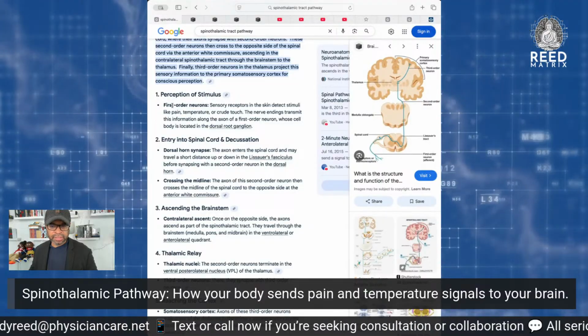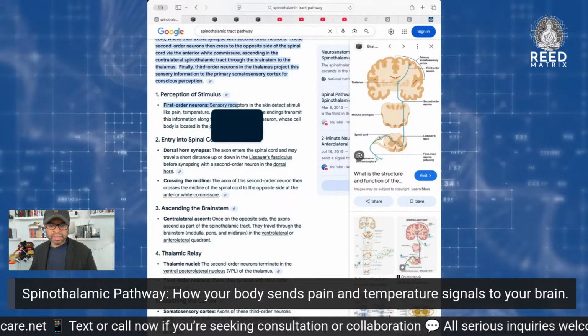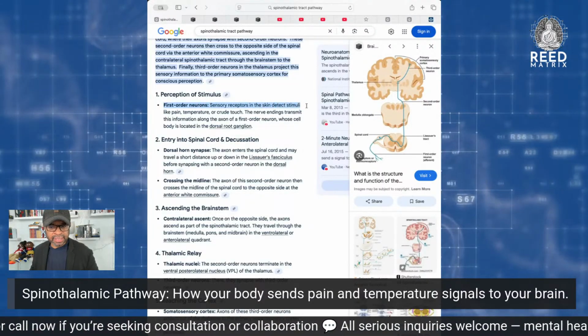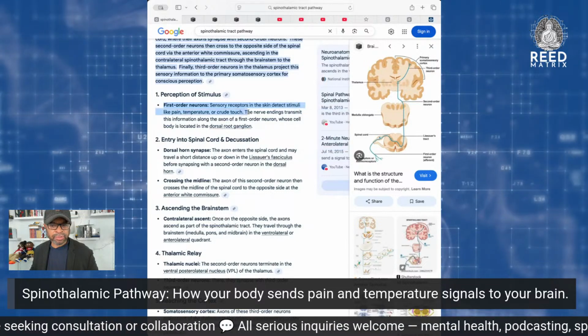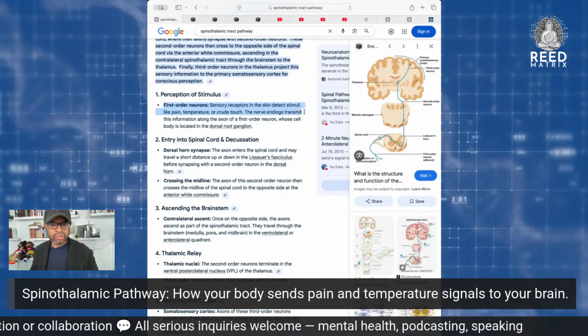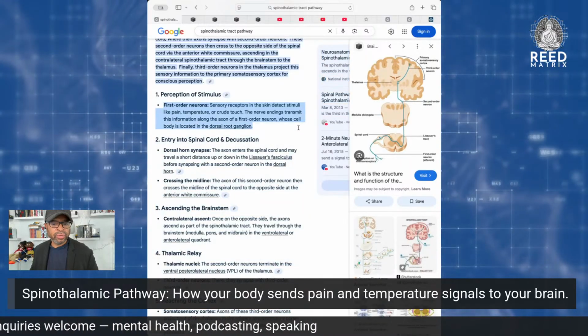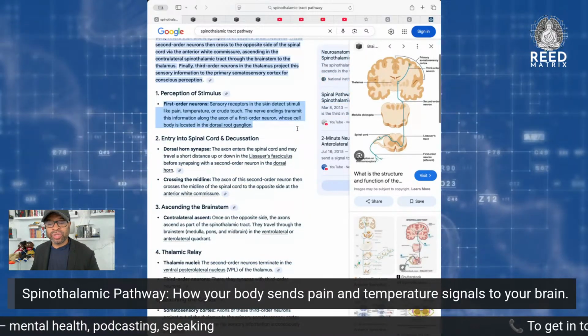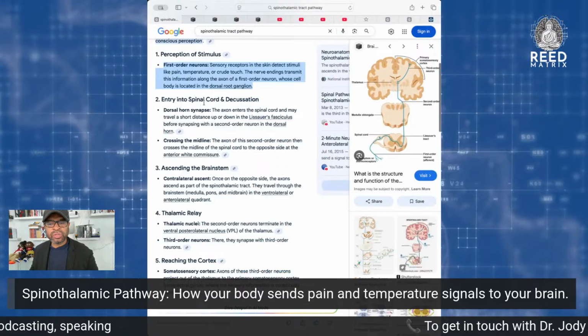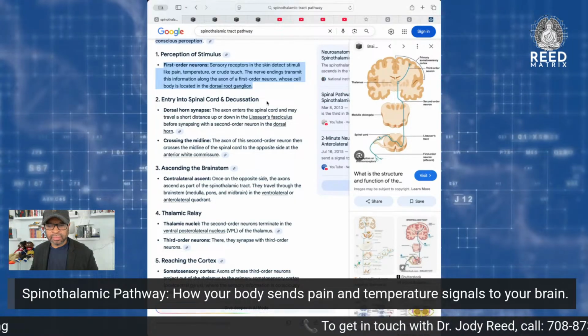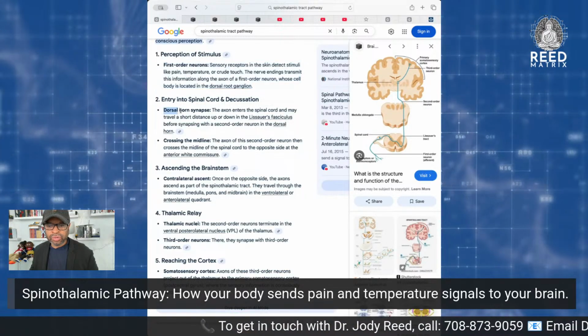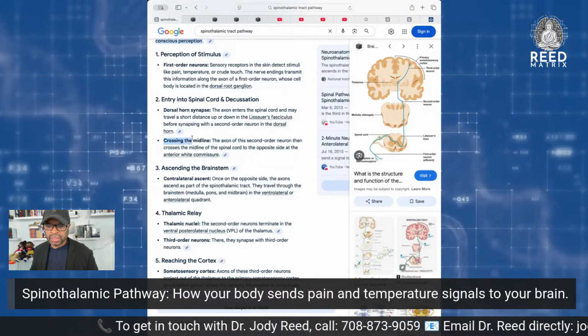Perception of stimulus. The first order neuron: sensory receptors in the skin detect stimuli like pain, temperature, and crude touch. The nerve endings transmit this information along the axon to first order neurons, whose cell body is located in the dorsal root ganglion. Entry into the spinal cord and moving over to the other side. Dorsal horn synapses crossing the midline.